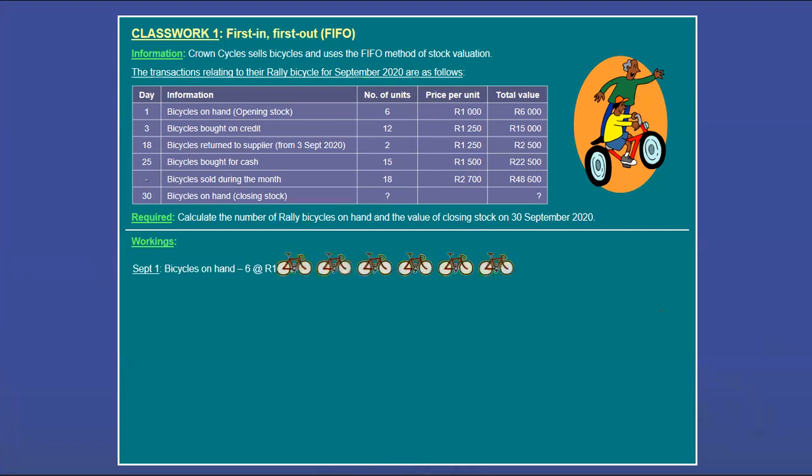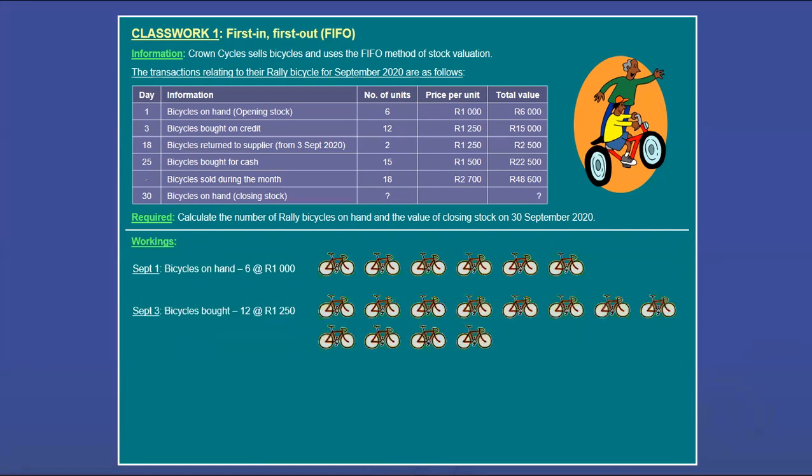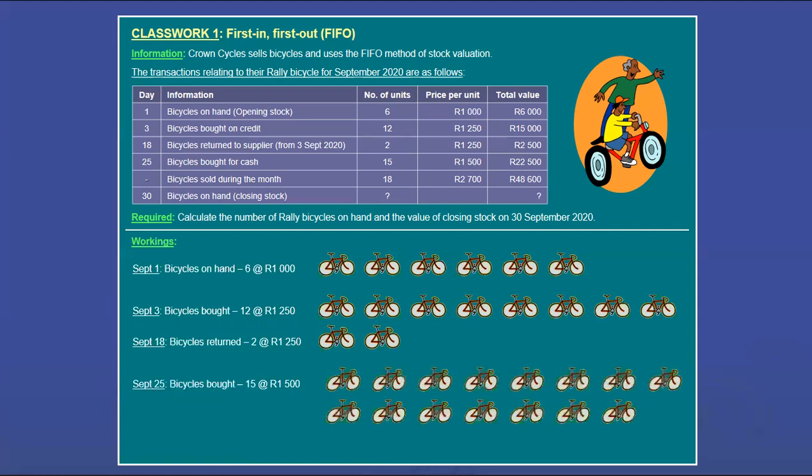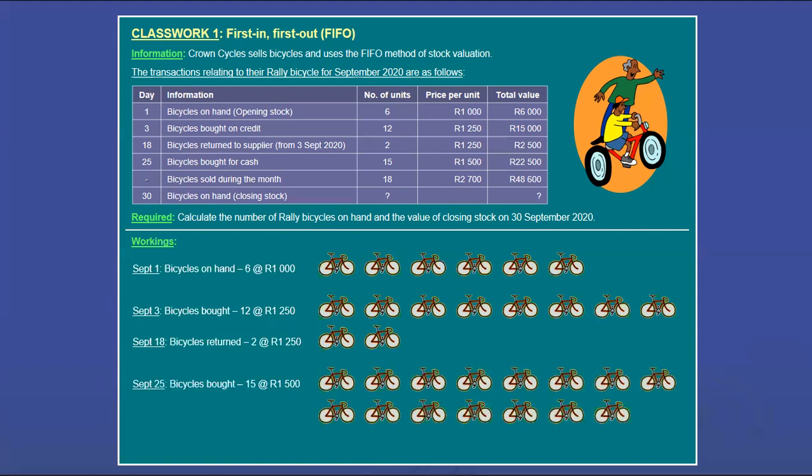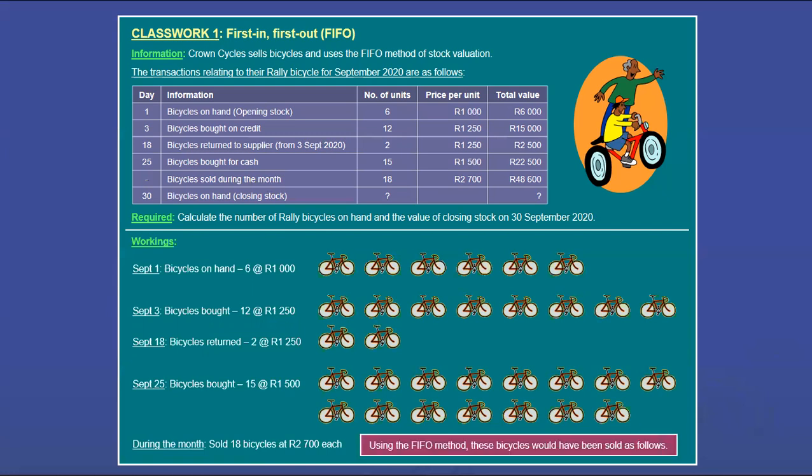We purchased 6 bicycles. And on the 3rd of September, we purchased 12 bicycles. Of these 12 bicycles, we actually returned 2, so 2 will be out. And then we purchased more bicycles, 15 bicycles to be precise. The cost price we realized is different, it's actually going up. And we sold only 18 bicycles, at 2,700 each, which will give us sales. So using the first in, first out method, these bicycles will be sold as follows.